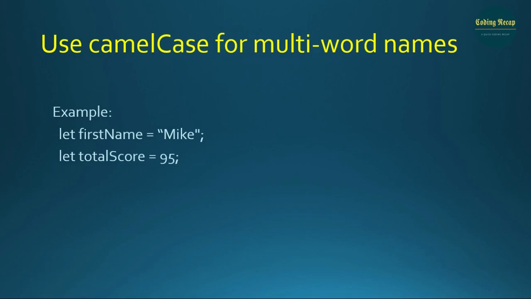Rule number 4. Use camel case for multi-word names. Check the examples below. This is called camel case. The first word is lowercase and each new word starts with a capital letter. It's a standard convention in JavaScript and it makes your code look clean and consistent.